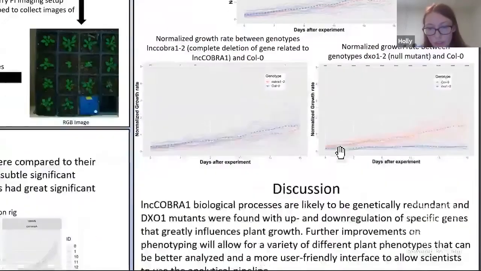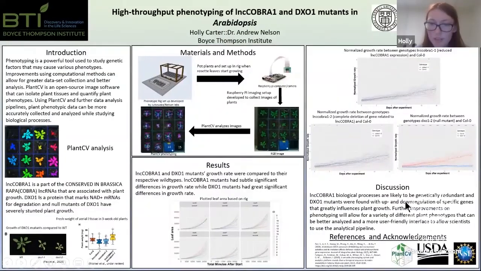So further improvements on our project in the future will have to do with being able to look at different types of plants and phenotypes using our tools, along with a more user-friendly interface, so multiple plant scientists can use our analytical pipeline. Thank you. And I want to thank everyone who helped make this program possible this summer.